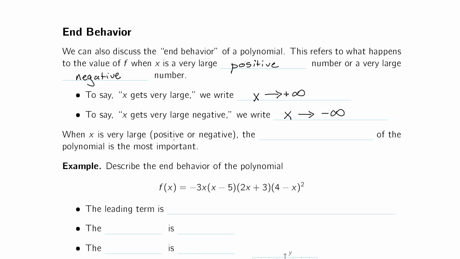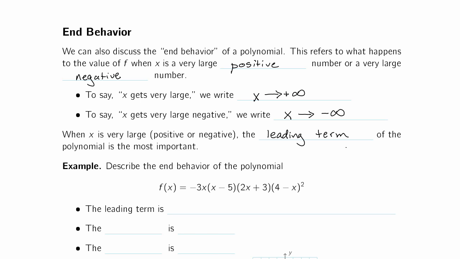And the key point to know is that when x is very large, either positive or negative, the leading term of the polynomial is the most important. Once x gets big enough, the leading term gets big enough that you can kind of forget about the rest of the terms. And that's going to be how we describe the end behavior.